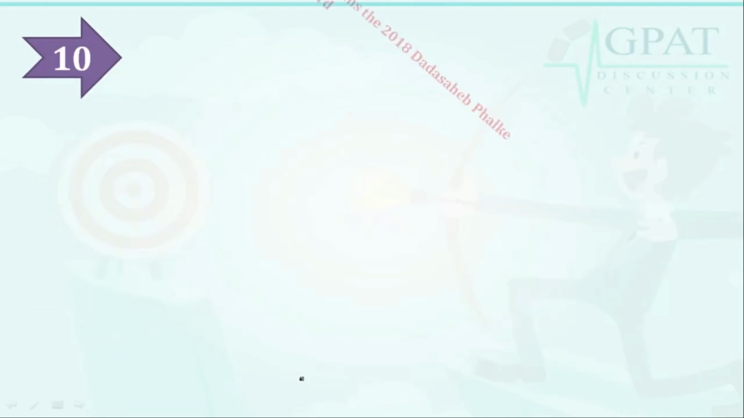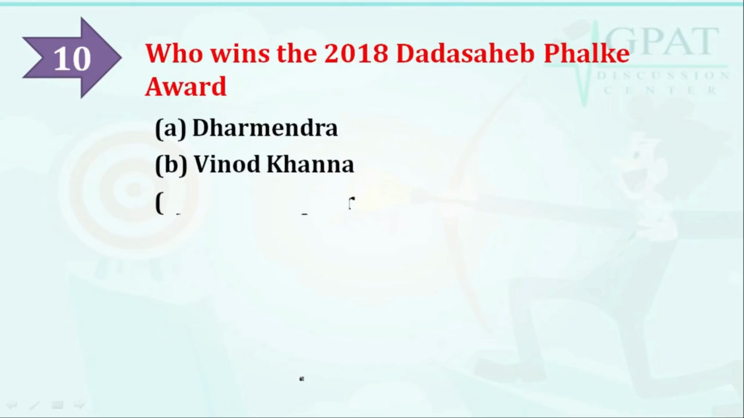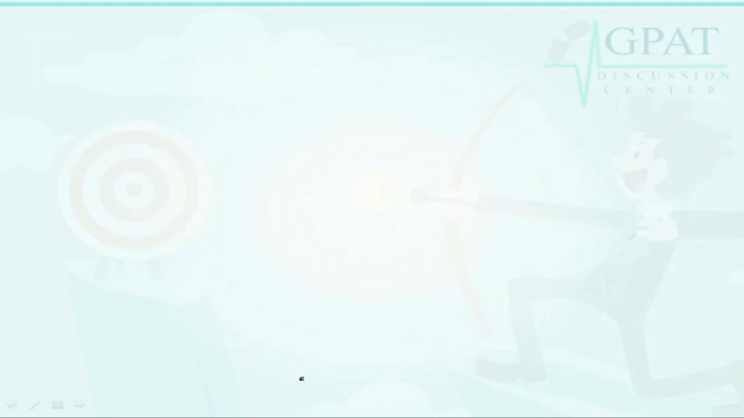Next question is, who wins the 2018 Dada Saheb Phalke Award? Options are option A Dharmendra, option B Vinod Khanna, option C Shashi Kapoor, option D Kader Khan. I know these are very renowned names, students. So who wins the 2018 Dada Saheb Phalke Award? So the correct answer is Vinod Khanna. In 2018 he wins the Dada Saheb Phalke Award.